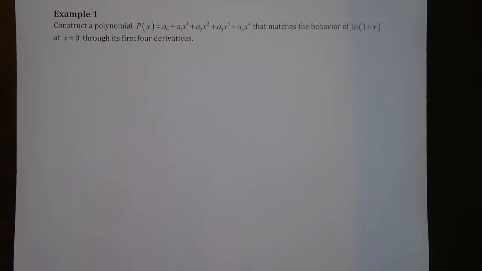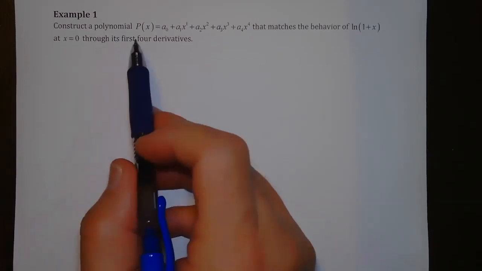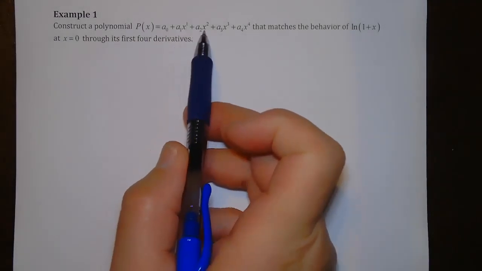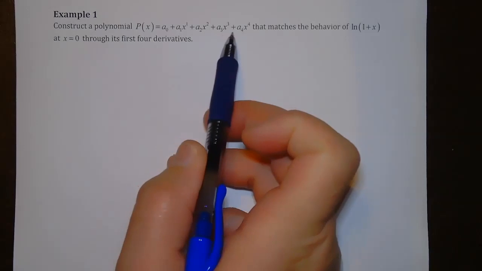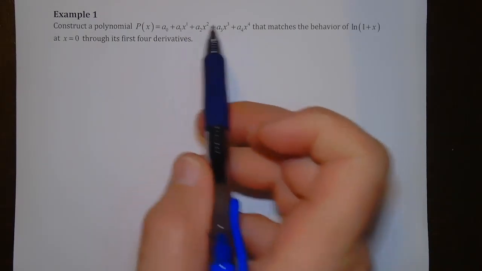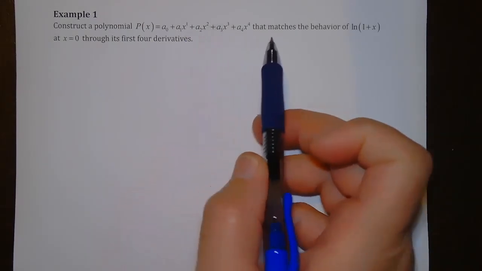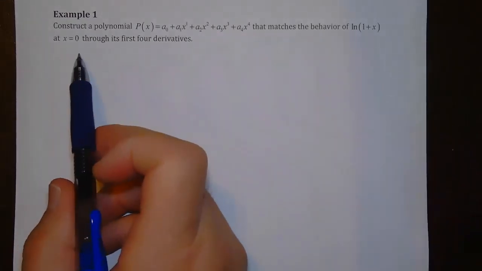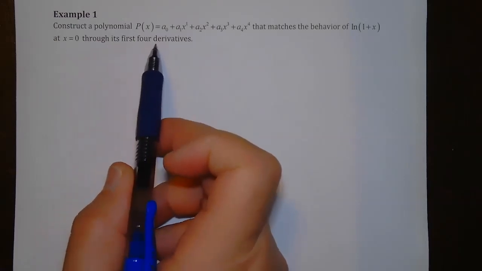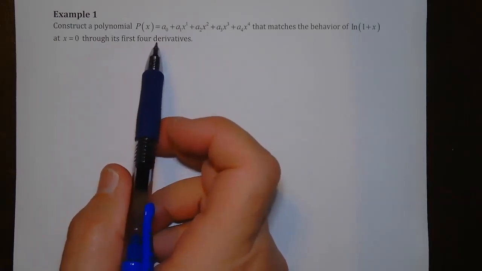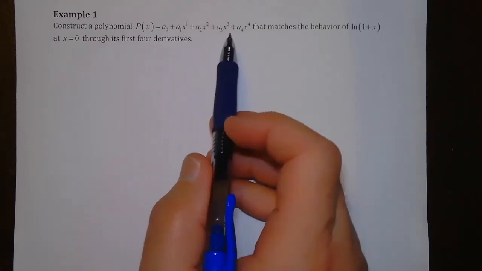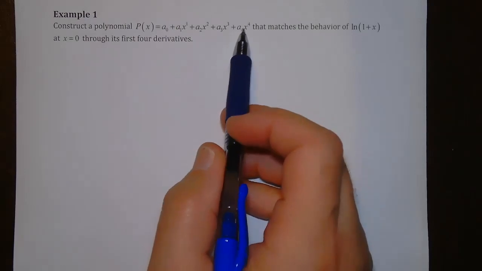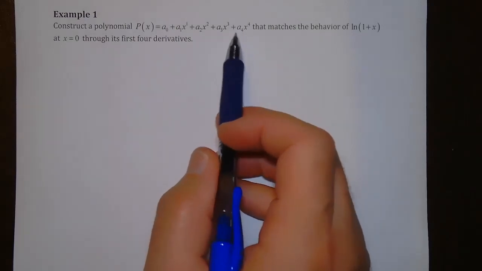Okay, so we want to construct a polynomial P of x equal to a sub 0 plus a sub 1 x to the first plus a sub 2 x squared plus a sub 3 x cubed plus a sub 4 x to the fourth. It's the same size polynomial as before, the fourth degree polynomial, that matches the behavior of natural log of 1 plus x at x equals 0 through its first 4 derivatives. We're going to need 4 derivatives because we need the fourth derivative to get this a sub 4.